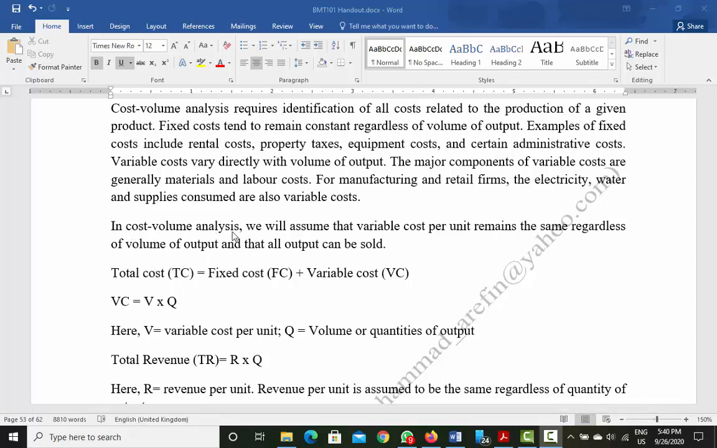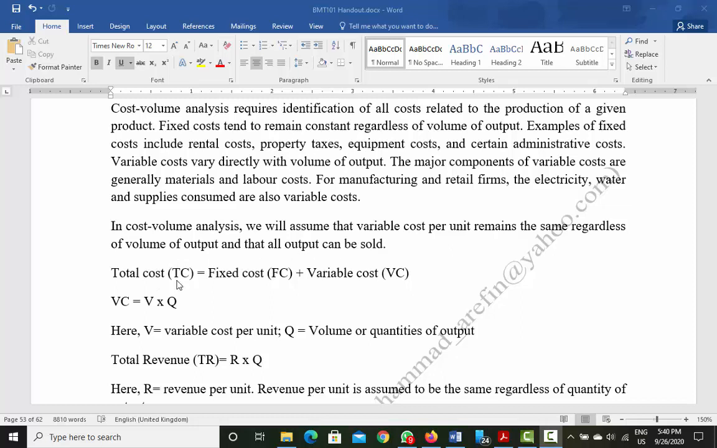So in cost volume analysis, we assume that the variable cost per unit remains the same regardless of volume of output, and that all output can be sold.